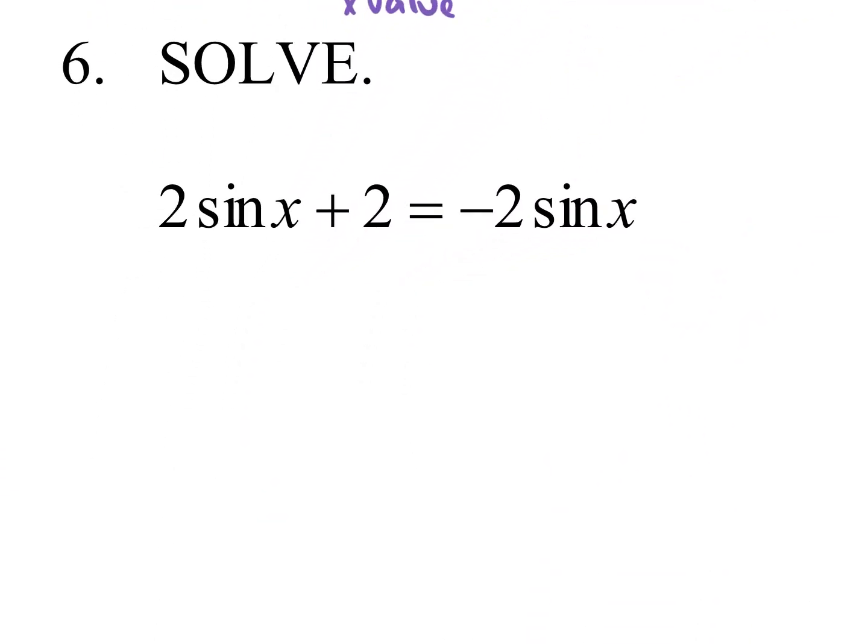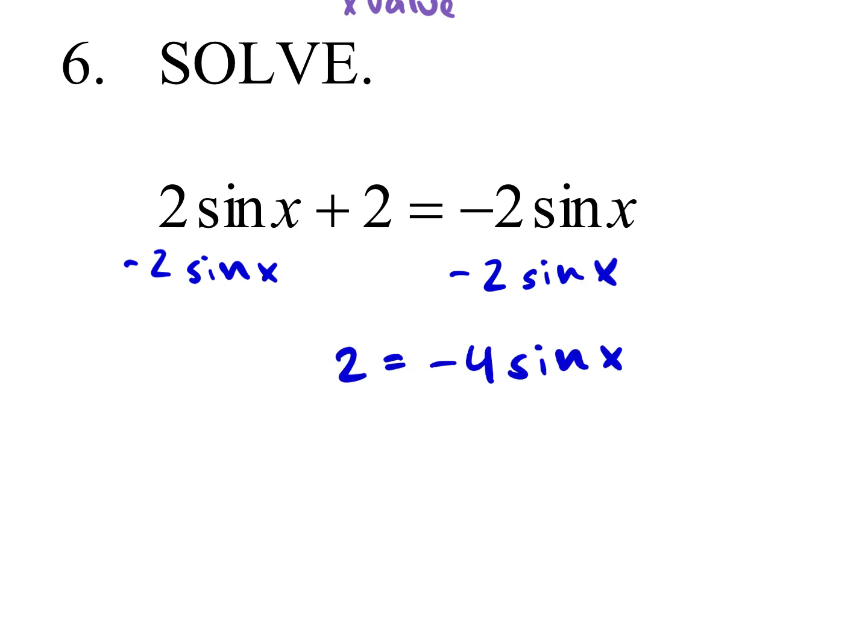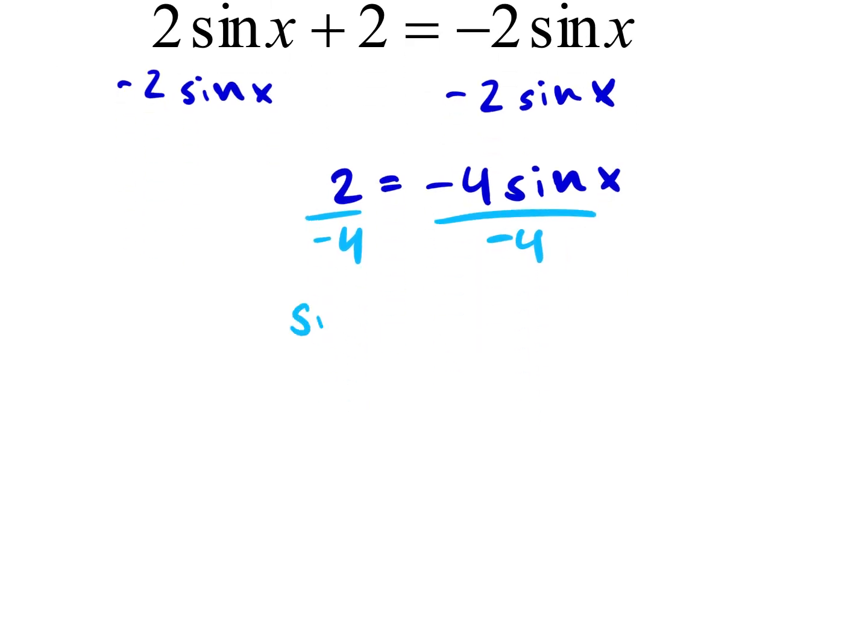All right, next let's look at number 6. I have 2 sines here, so I know I'm going to want to combine my like terms. So I can subtract 2 sine, move it to the other side. So I get 2 is equal to negative 4 sine. Then I divide both sides by negative 4 because we want to get that sine all by itself. So I have sine of x is equal to negative 1/2 because I just simplified my fraction here.